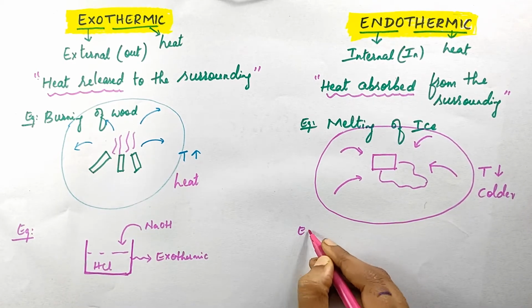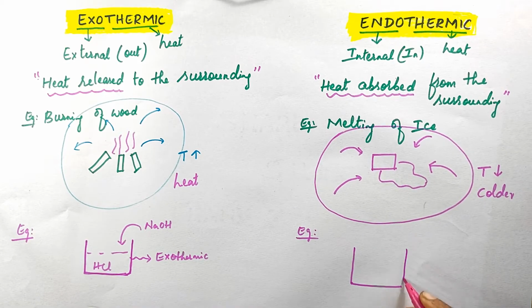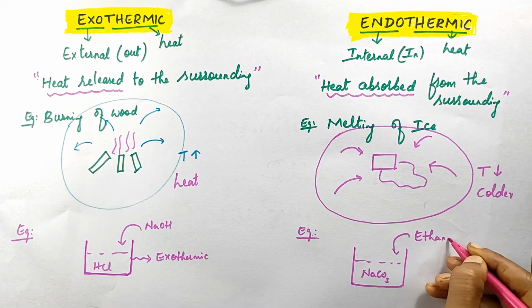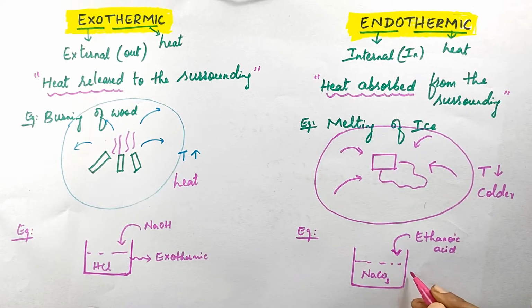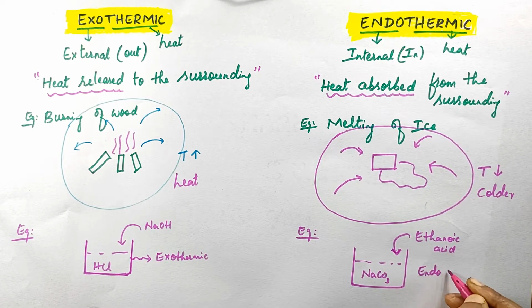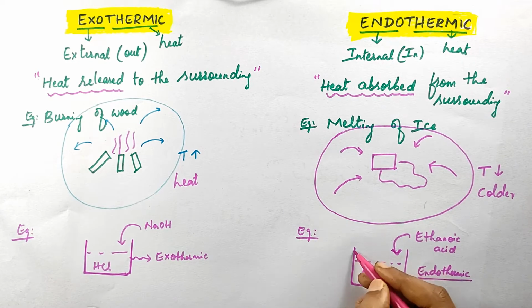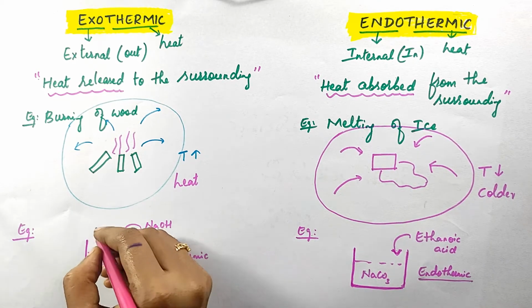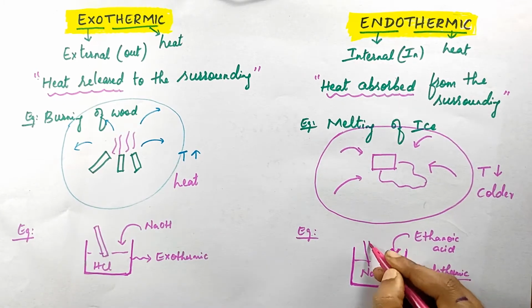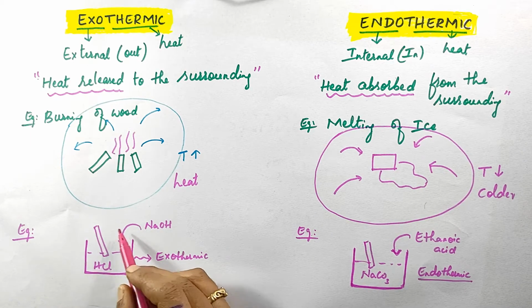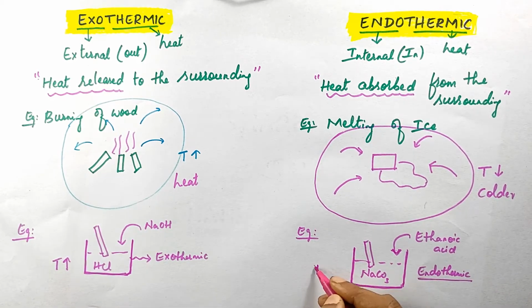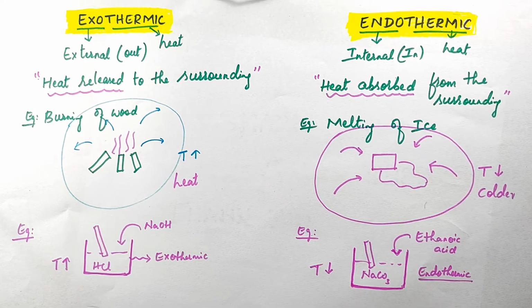So, for the endothermic reaction, let us take a beaker with sodium carbonate solution and add ethanoic acid. There will be absorption of heat, and this process is called endothermic reaction. Here the beaker becomes cooler. The temperature decreases. We can find the temperature variation by using a thermometer. We can check the temperature of both the exothermic and endothermic reactions. Here you can find the temperature increasing, and in this thermometer you can find the temperature decreasing as the reaction proceeds. So this is the comparison.